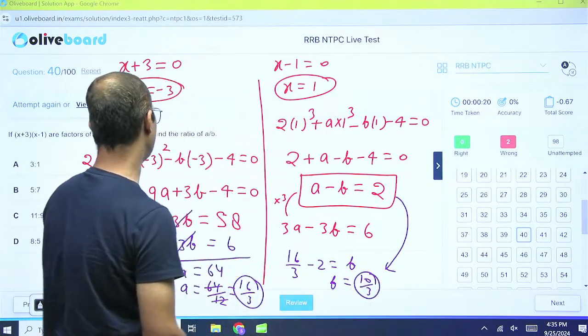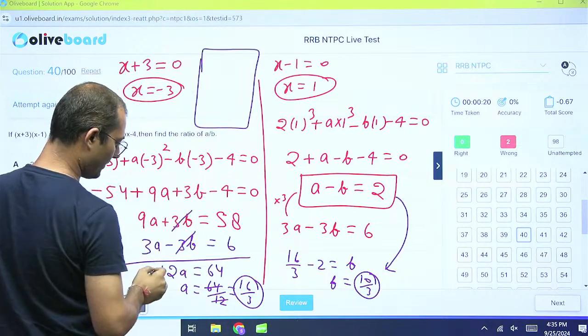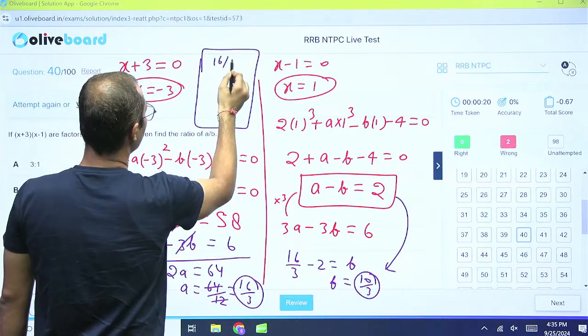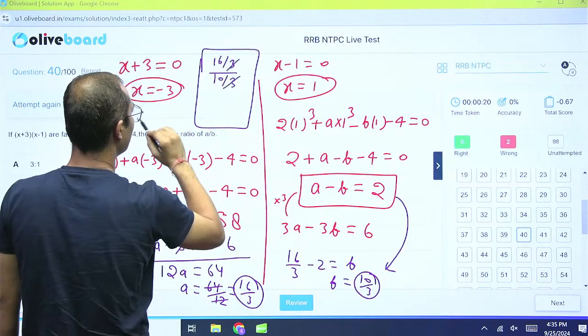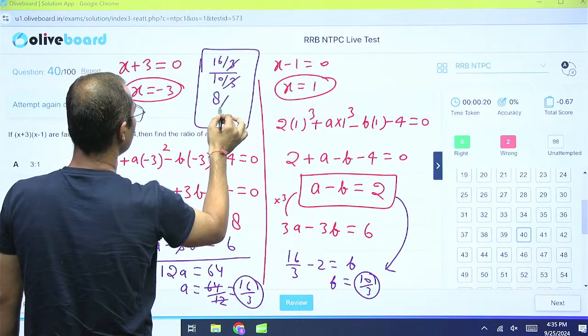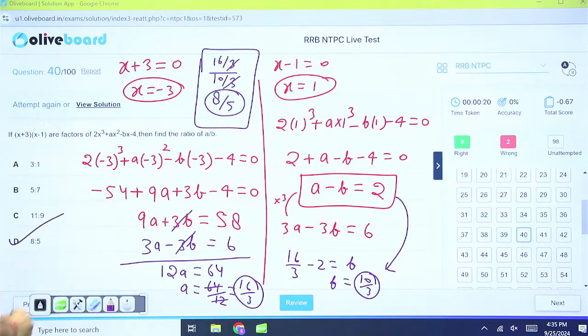So we have to calculate a by b, right? So 16 divided by 3 divided by 10 divided by 3. 3 would be cancelled out. So the answer would be 8 by 5. 8 is to 5 is the right answer. So D part would be the right answer.